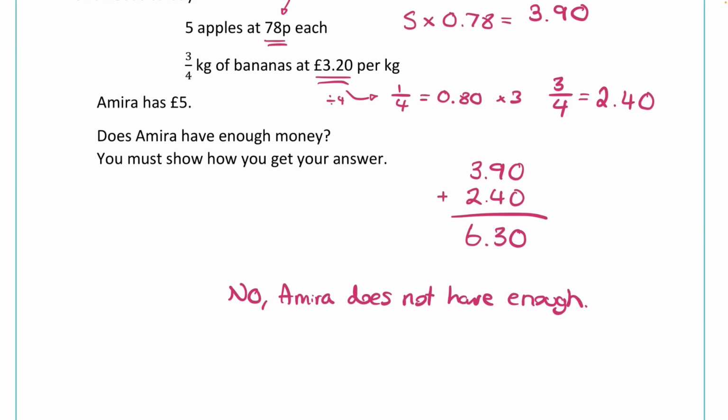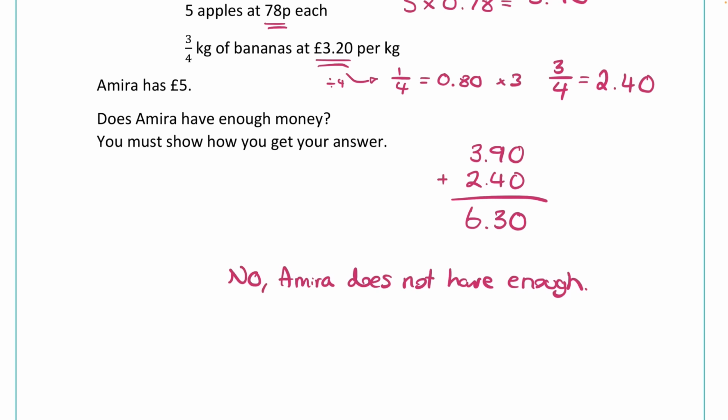Because if I was to say no, she's £1.20 over, well, that's wrong. So I just need to be very, very careful. I don't need to make that statement. It just says, does she have enough money? No, she does not have enough. And I've got the working out there to back it up. Okay, on to our next question.